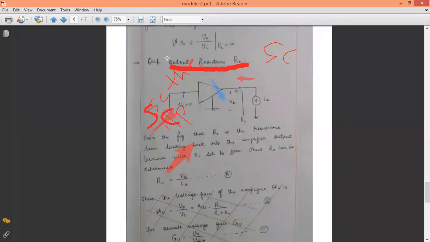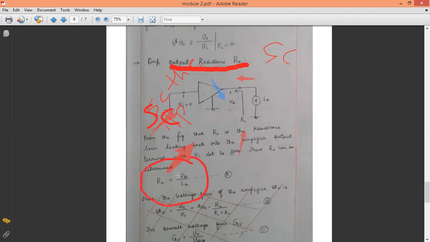The third parameter is finding R0. How to find this R0? Short circuit the input voltage source, connect the voltage source Vx. It will give out the current Ix, which I have shown. View the circuitry here from the output, that will give the output resistance R naught. So R naught is equal to Vx by Ix.